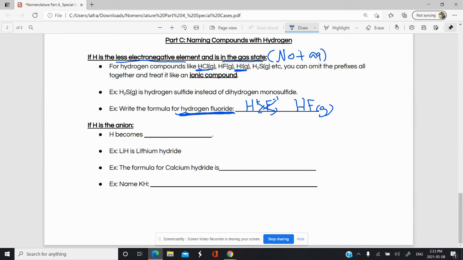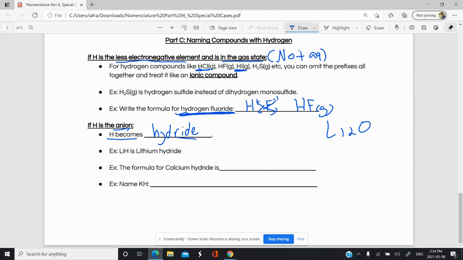Sometimes hydrogen becomes the anion, so it's a negative charge in your compound. In that case, it's very similar to naming regular ionic compounds. For example, if you had Li2O, it would be lithium oxide. But here we have LiH. So what happens is the H, its fancy ion name when it's the anion, is hydride.